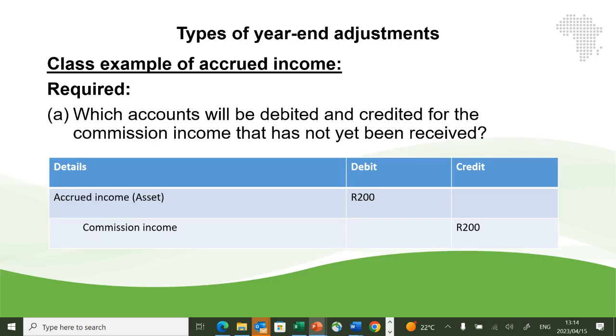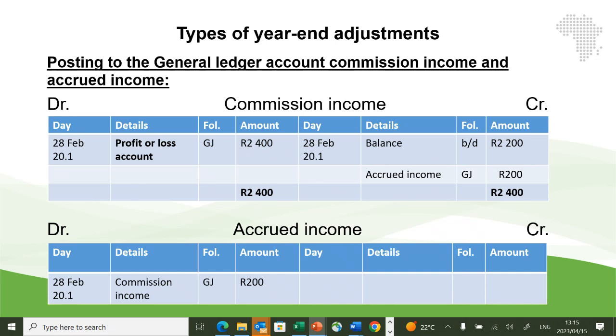So we want this 200 to be part of that 2,200. So it's a commission income, it's increased on which side? On the credit side. Let's put 200 on the credit side. And what are we going to debit here? Our accrued income. Accrued income, we said it's an asset. Asset increase on which side? On the debit side, because now we are owed that commission income. So which means our asset should go up. And our asset, how do they go up? On the debit side. So we're debiting the accrued income, which is an asset, of 200. We have done the adjustment for year end then on commission income. Then I'll also want to show you if you are required to post this to the general ledger account.